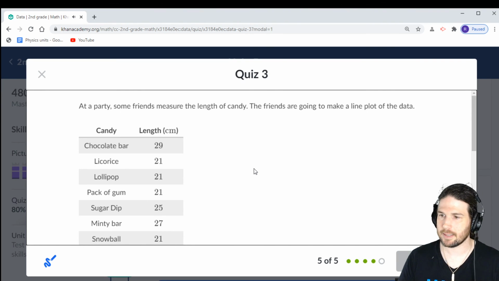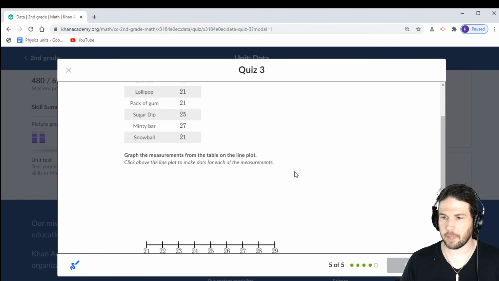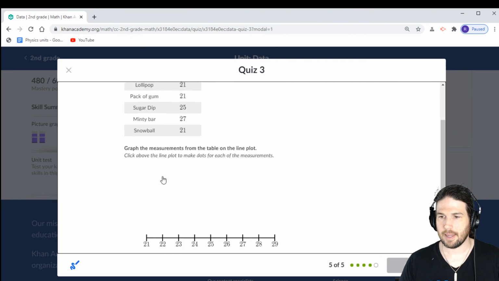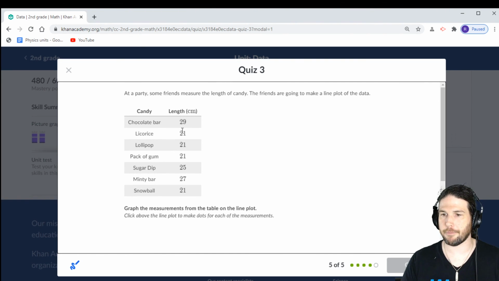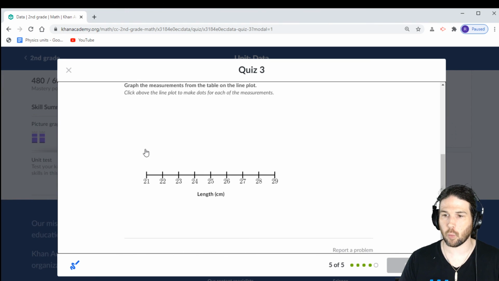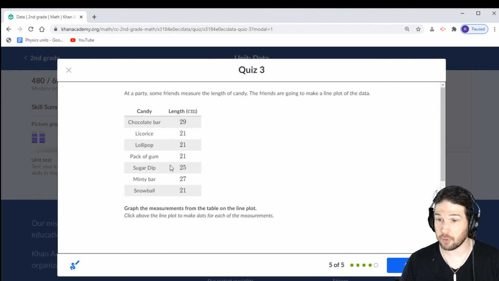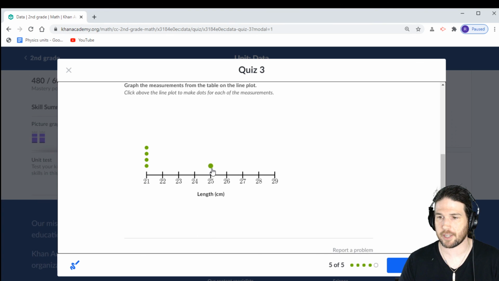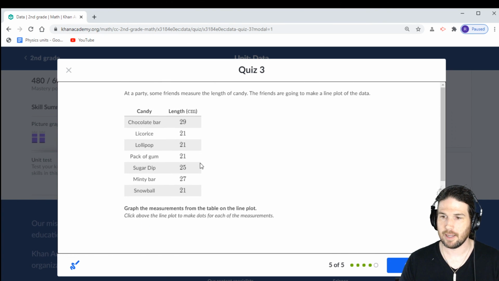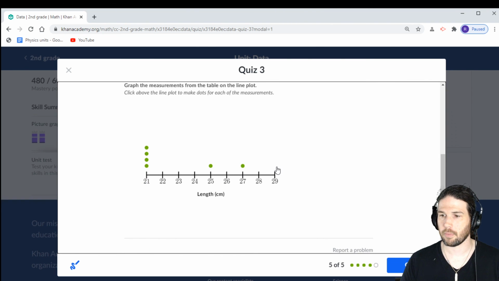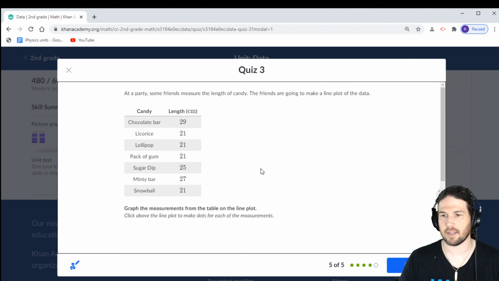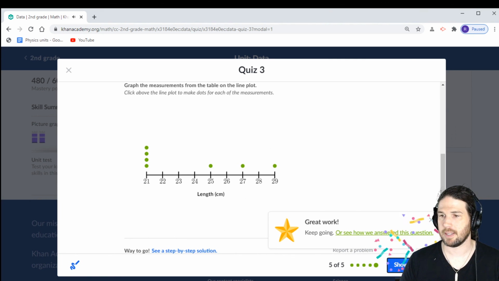And finally, we're going to make a line plot. I see 1, 2, 3, 4 different lengths at 21. I don't see any at 22, 23, 24. I do see one at 25, and I see a 27, and I see a 29. So we have 4 21s, one each of 25, 27, and 29. Nice, that's quiz 3.